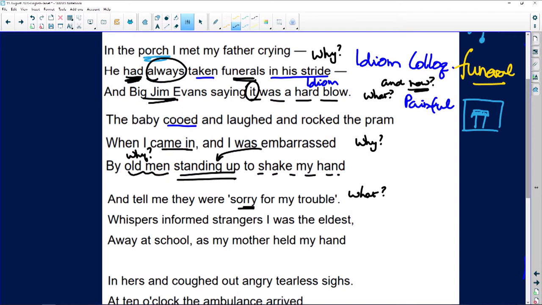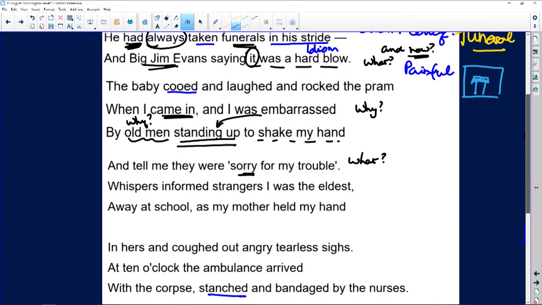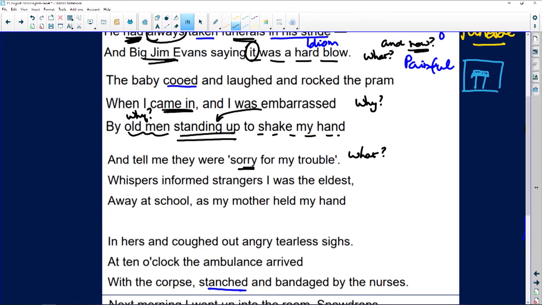He's come in to whatever room inside after he's been in the porch with his father, and the room is filled with old men. Why? Then whispers informed strangers. Well, what are strangers doing in his home? And who are these other people who are whispering? And why are they there? That I was the eldest.